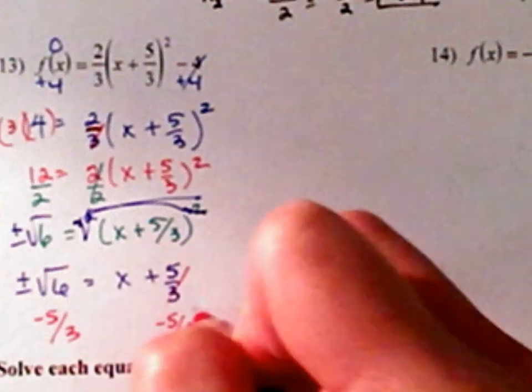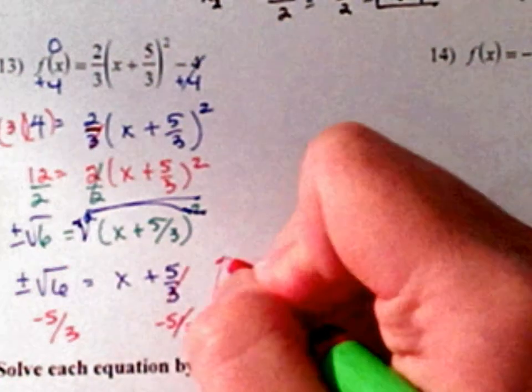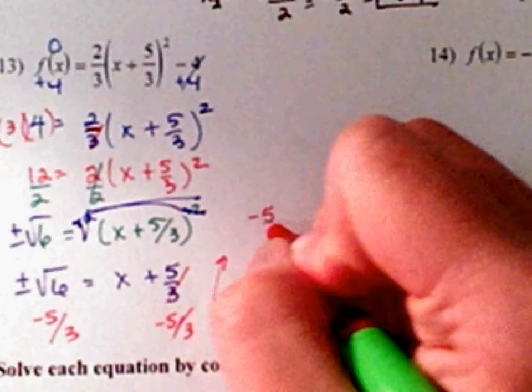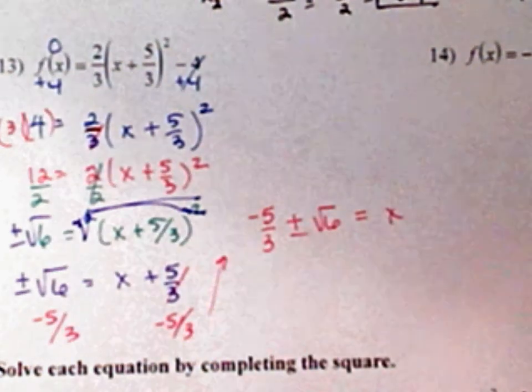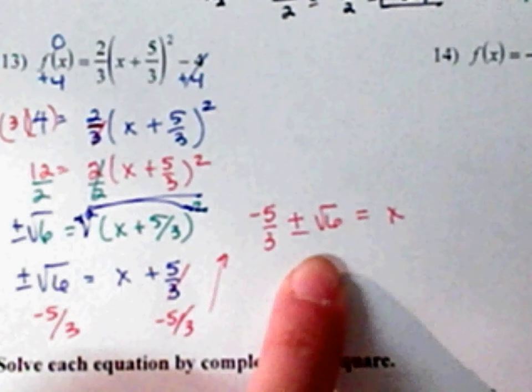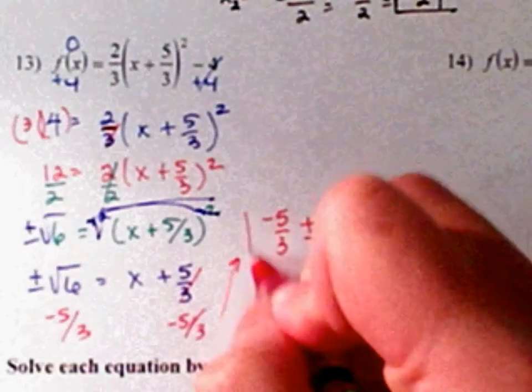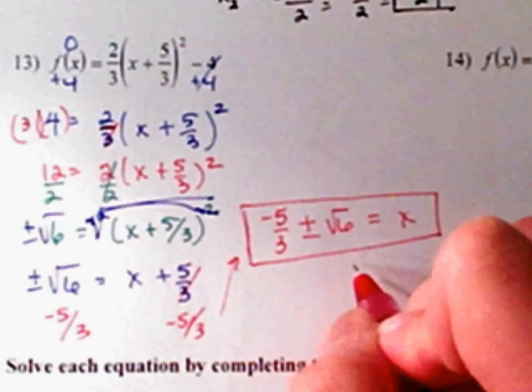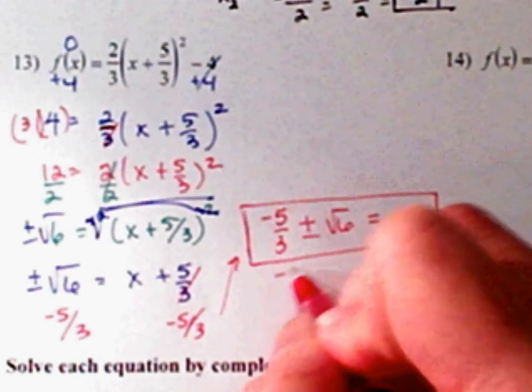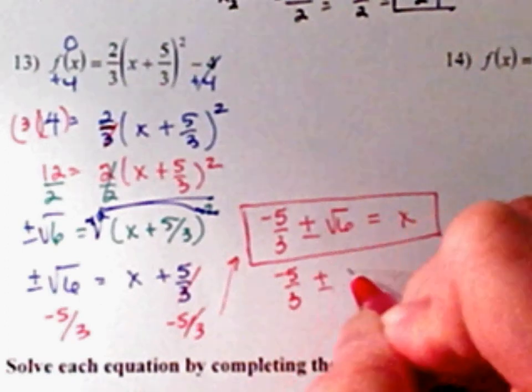your final answer comes out to be negative 5 over 3 plus or minus square root of 6 is equal to x. Really can't do anything else with it, so just leave your answer like that. But if you want to combine them, you would divide this by 3, and that would give you negative 5 over 3 plus or minus 3 square root of 6.